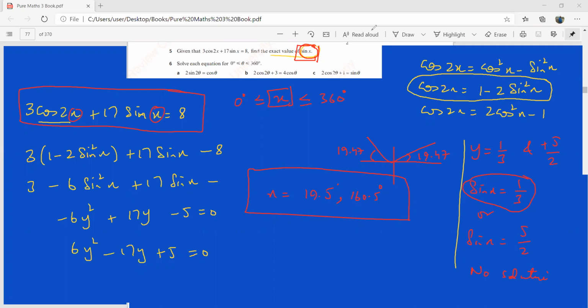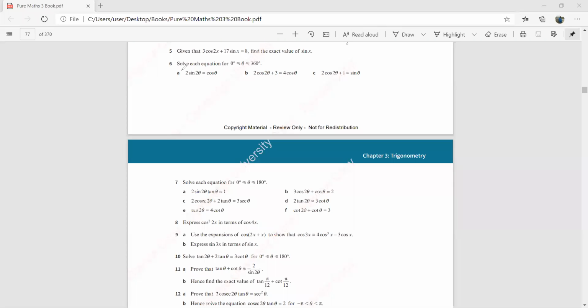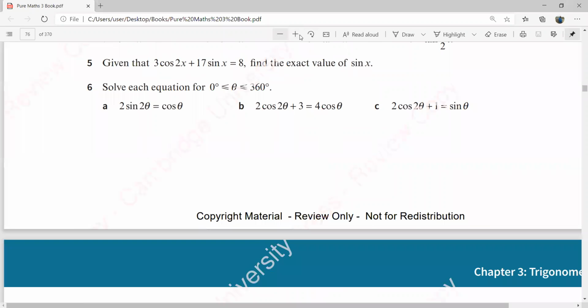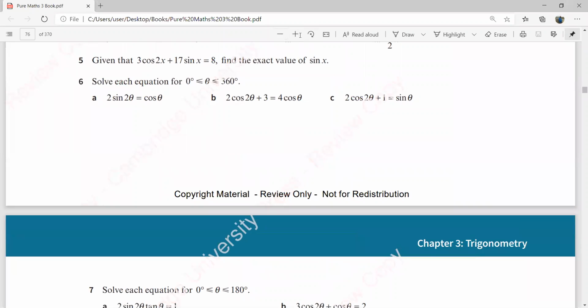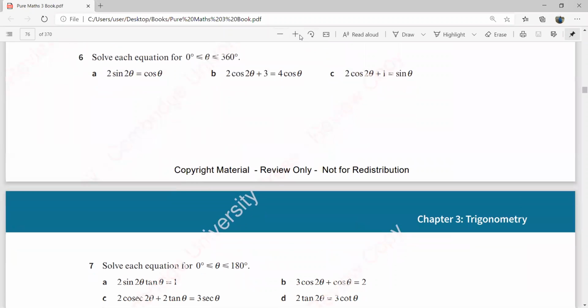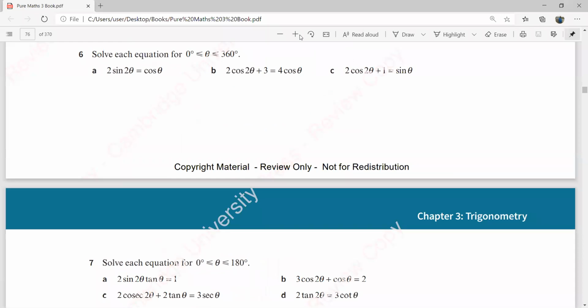You can look at question number 6, that now you have the equations. Let me clear all of this. If you look at these questions, it's saying here, solve the equation for this. So when you have to solve this equation, remember the whole equation.